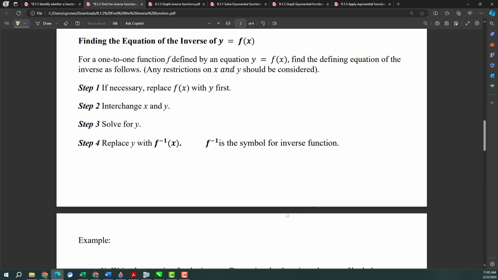Finding an equation of the inverse. For a one-to-one function f defined by an equation y equals f of x, find the defining equation of the inverse as follows. If necessary, replace f of x with y. First, interchange x and y, and then solve for y. At the end, you will then replace y with the inverse of f of x.